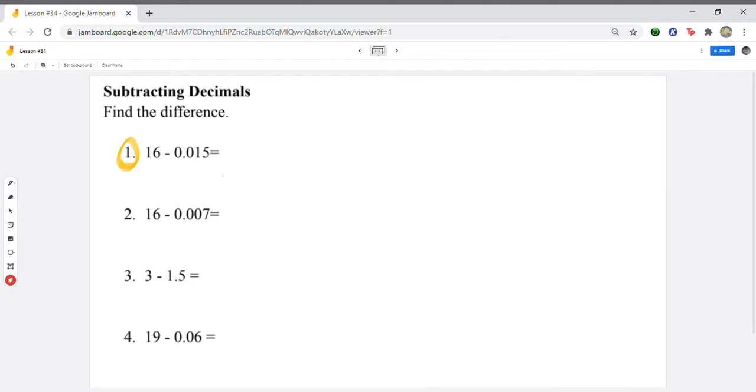So the first lesson we're going to go over is how to subtract decimals. It says find the difference, and we're going to find the difference of number 1. So it says 16 minus 0.015.